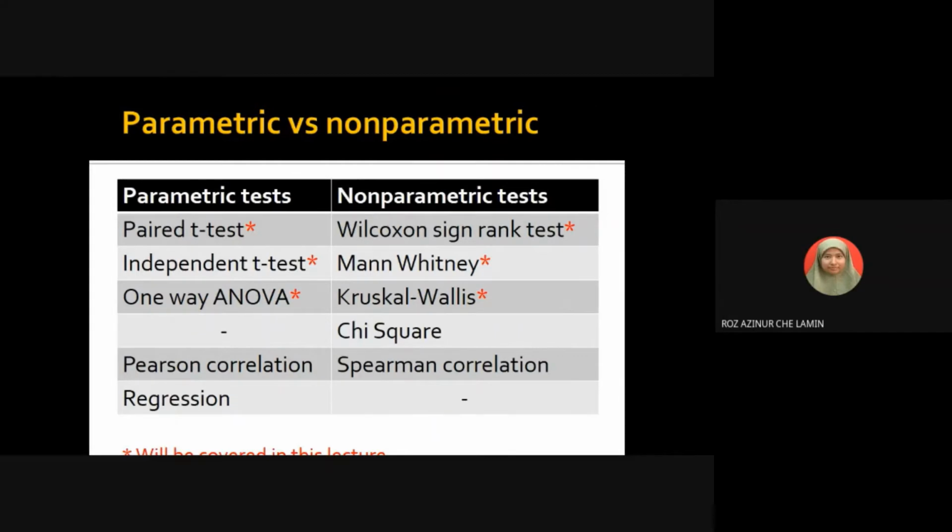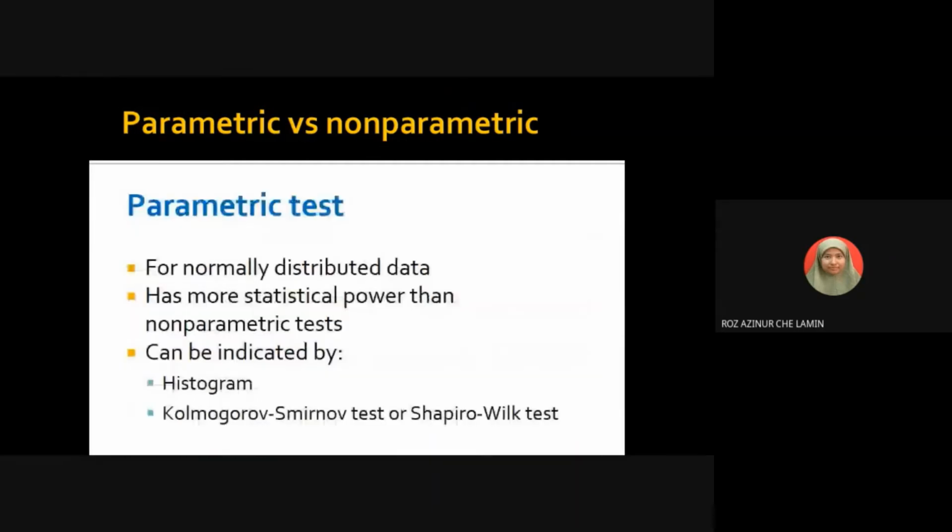Let's say you have data similar to the paired t-test, but it is not suitable. Let's say you have certain circumstances that you cannot use the parametric test. You have an alternative test that you can use, the Wilcoxon sign rank test.